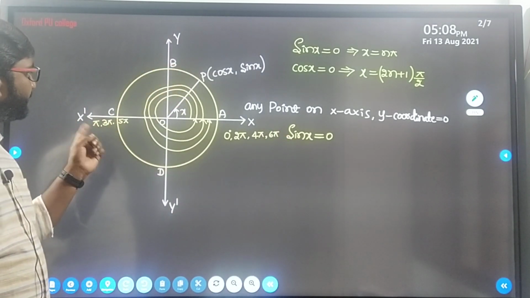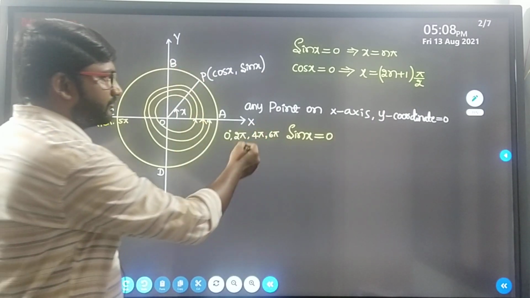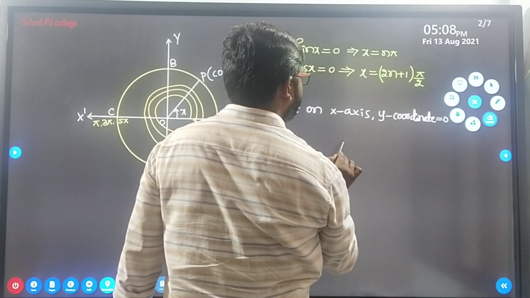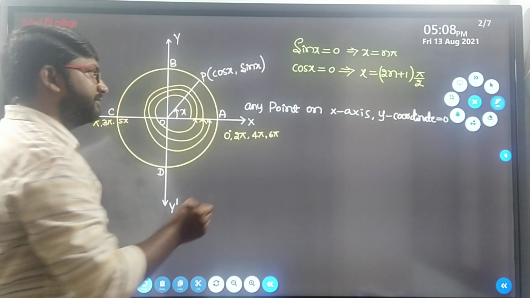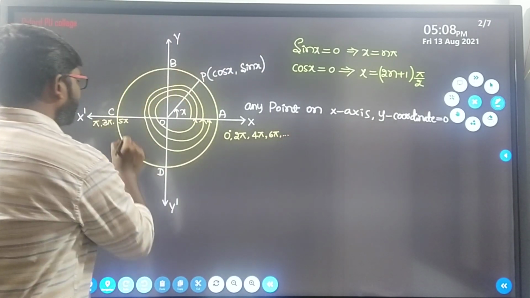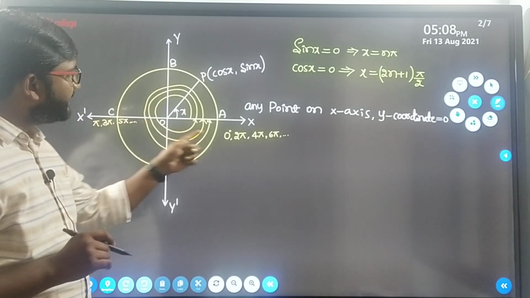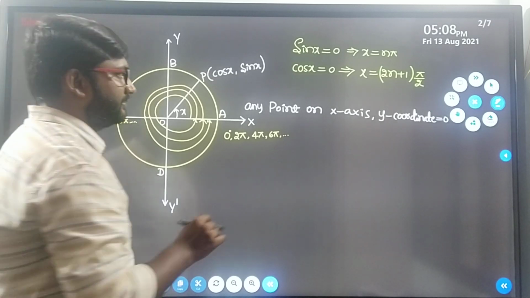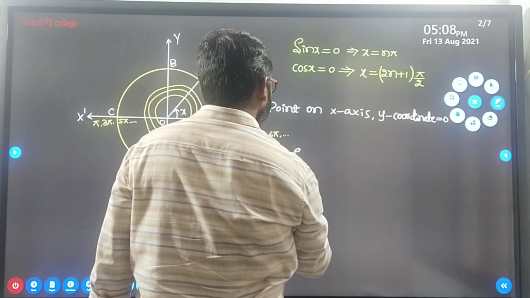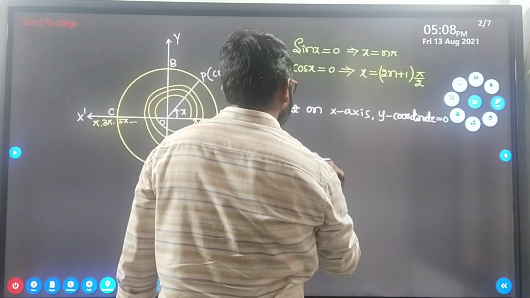So all these angles pi, 3 pi, 5 pi and 0, 2 pi, 4 pi, 6 pi and so on. It will be continued. This continues 6 pi, then next 8 pi and so on. And here also it continues: 5 pi, 7 pi, 9 pi and so on. For all these angles, sin x value becomes 0. Sin x equal to 0.